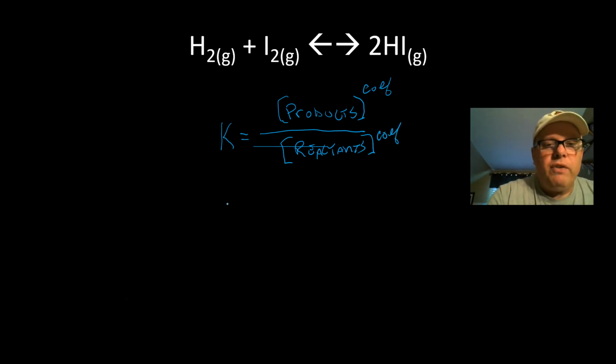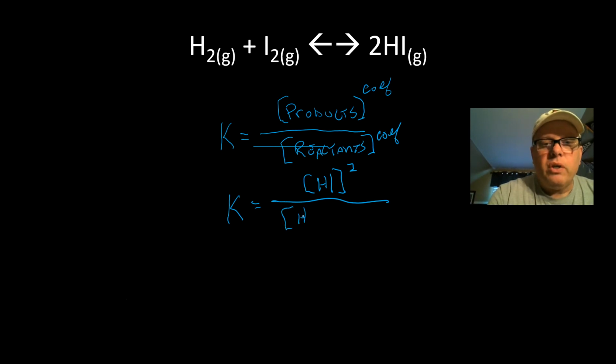So what we'll have here for this reaction, K, will equal the concentration of hydrogen iodide, and that will be squared, over the concentration of hydrogen times the concentration of the iodine. So this is an equilibrium law. That is how it is written, and there is no unit. And it is called an equilibrium law.